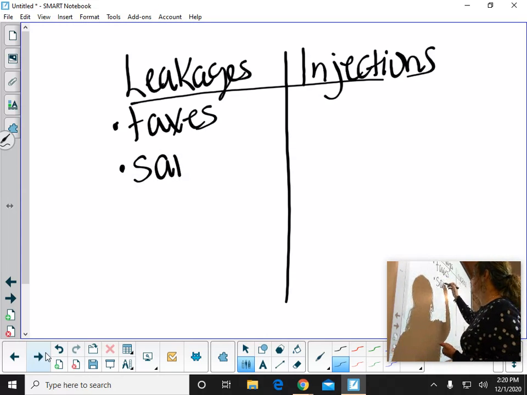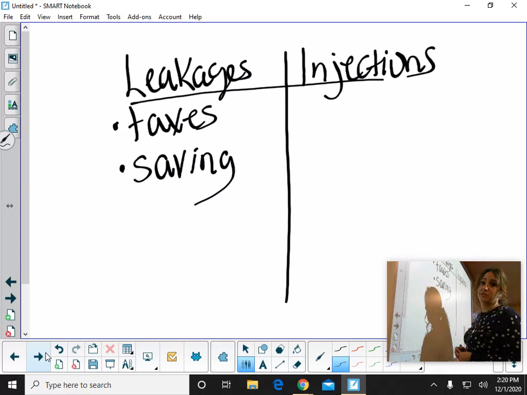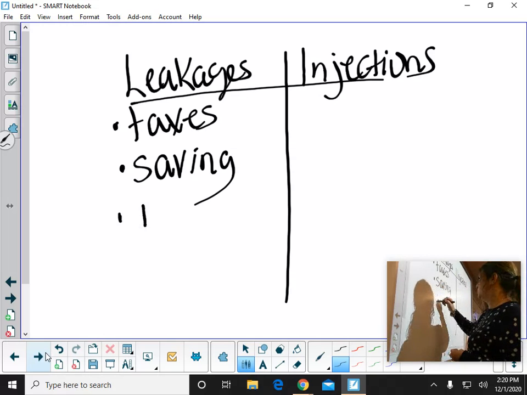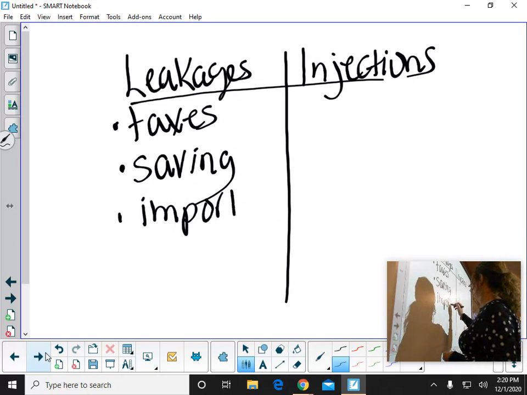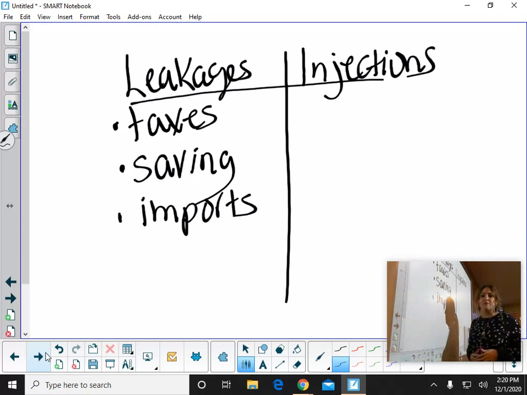What about savings? Savings is also another leakage. And if you import things from a different country, so if you buy a car from a different country, you send money out of your circular flow model. So imports. There are other leakages as well, but those are the big three.